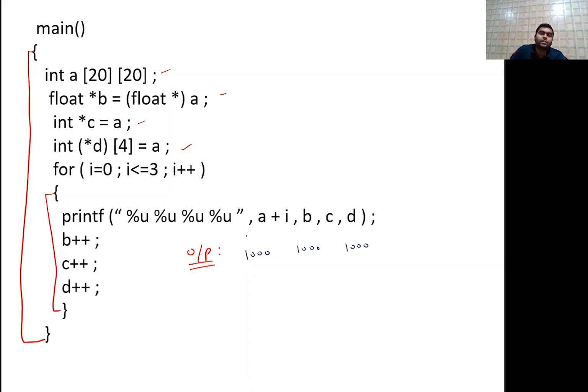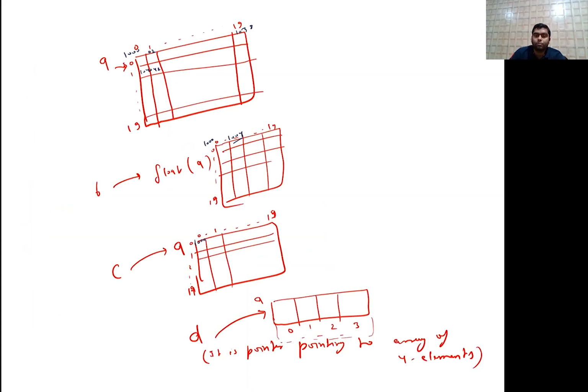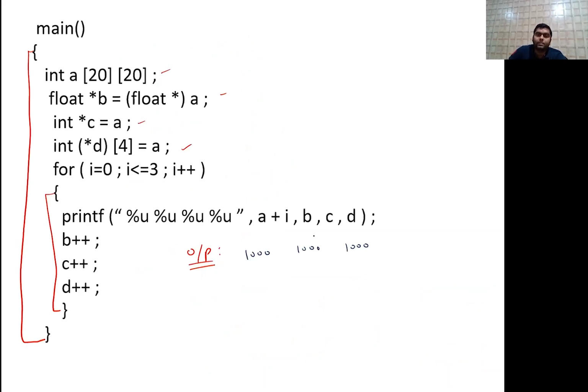And next is D. So D is what? D is a pointer pointing to an array of 4 elements. Pointing to a single one-dimensional array of 4 elements. So it is pointing to A. So A means it is 1000. 1002, 1004, 1006. Next time, again 4 elements will be there. So 1008, 1010. Next time again 4 elements will be there. So 1012, 1014, then it is 1016. Okay, so currently D is again pointing to 1000.